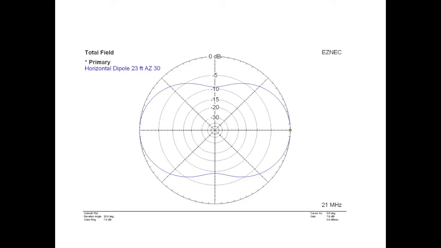What this means is if you're listening to somebody off the broadside of the dipole and you rotate the dipole 90 degrees until that person is off the end of the antenna, his signal strength will decrease almost 10 dB, and that is a significant decrease.